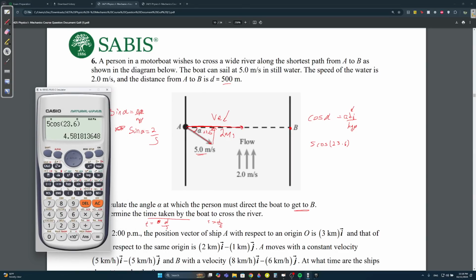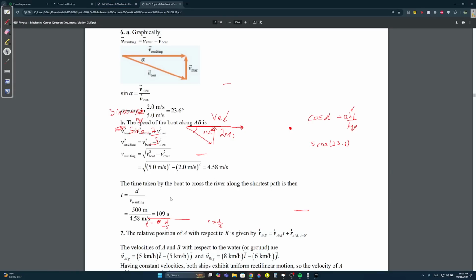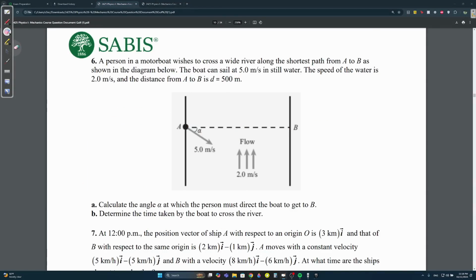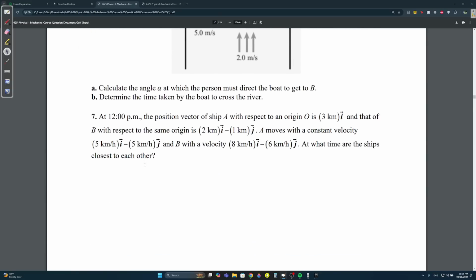This is your speed. Now divide the distance by the speed. So 500 divided by this, you get 109. So it's going to be 109 seconds. Okay, at 12 p.m. on, it's the closest approach.